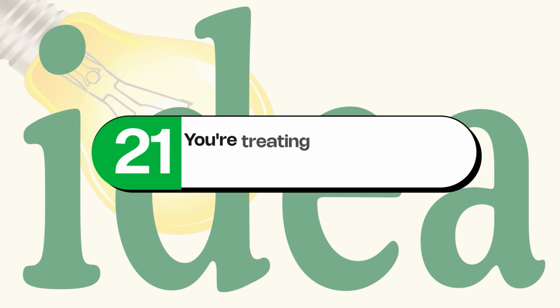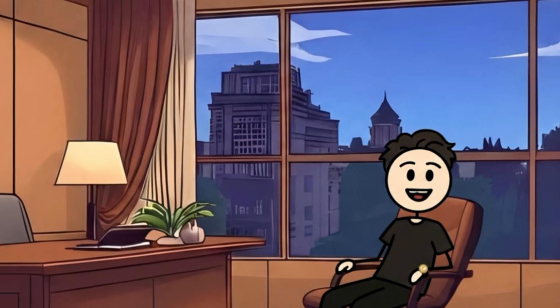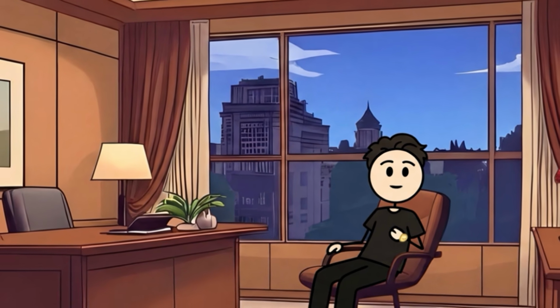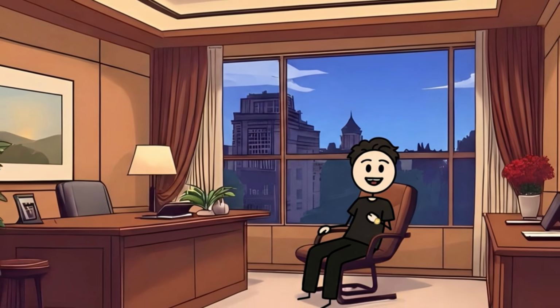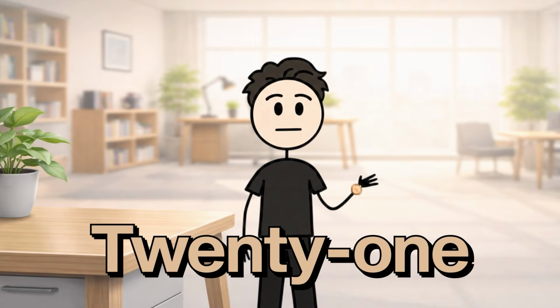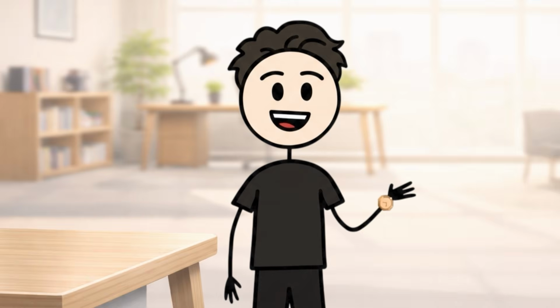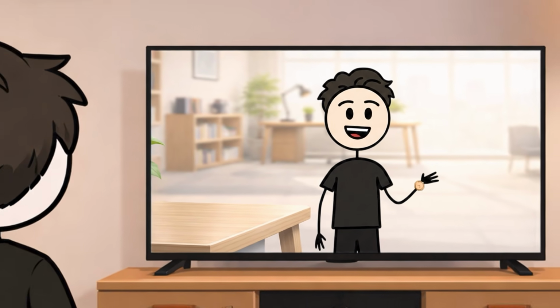Number 21, you're treating your channel like a content dump instead of a product. Every setting, every decision, every piece of metadata exists to answer one question for YouTube. Who is this content for, and why should it be shown to them? If you're not asking that question with every upload, you're working against yourself. Fix these 21 things before your next upload, not all at once. Start with the ones that take 5 minutes, batch the rest. The compound effect of getting all of them right is significantly larger than any single viral moment.